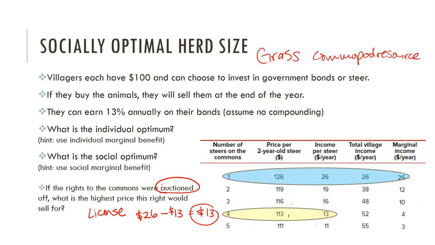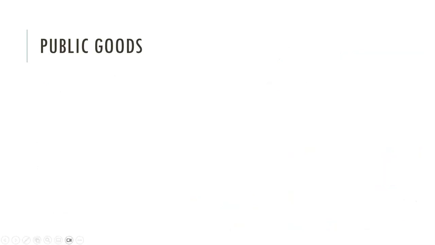So you want to remember from this, the individual optimum is always going to be a higher number than the social. It doesn't always have to be 4 and 1. It could be 4 and 3, or 3 and 2, or 7 and 2. But the social optimum is always going to be at a lower number than that individual optimum.